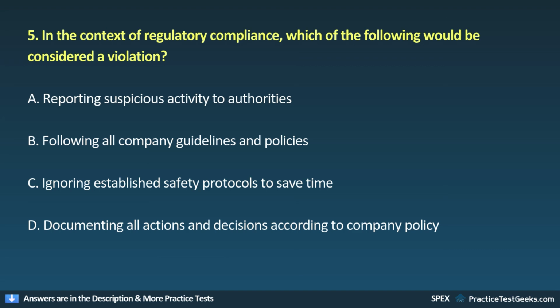5. In the context of regulatory compliance, which of the following would be considered a violation? A. Reporting suspicious activity to authorities. B. Following all company guidelines and policies. C. Ignoring established safety protocols to save time. D. Documenting all actions and decisions according to company policy.